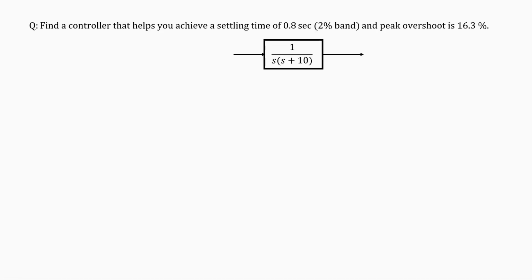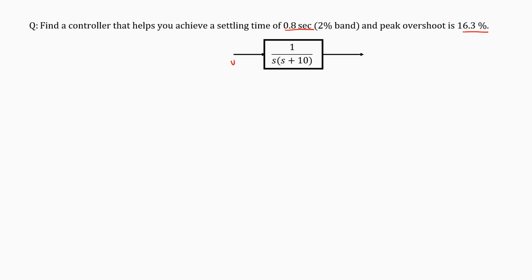Now today we take a simple problem. First, suppose you are given a system as given in this diagram where the transfer function is 1 by s plus 10. You have modeled the system already and you came up with this transfer function. We want the step response of this system to be such that the settling time is 0.8 seconds and the peak overshoot is 16.3%.